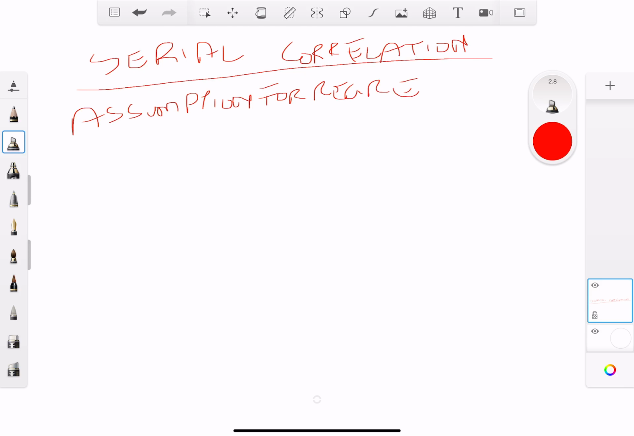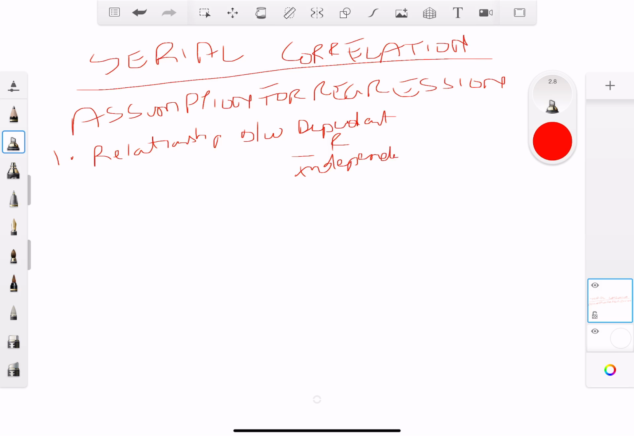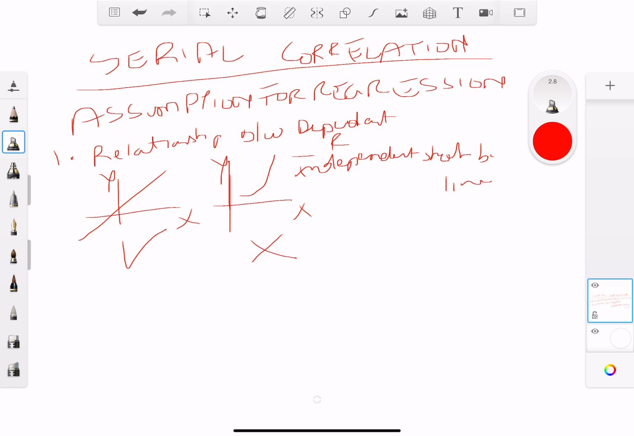For you guys who have been following my videos, you can take a look at the video where we talked about assumptions for regression. Once again, we build it up. Number one is that the relationship between the dependent and independent variable should be linear. So if we have y and x axes, linear is good, non-linear is not good.